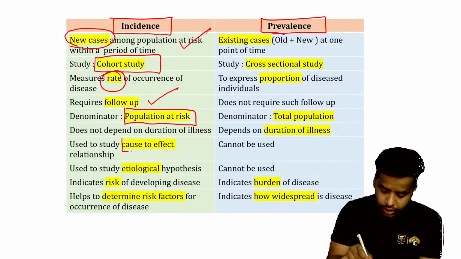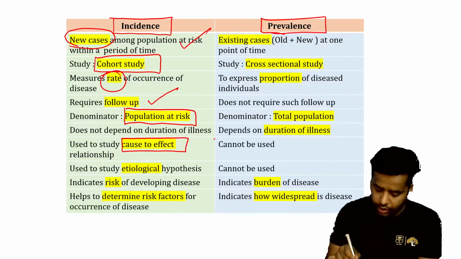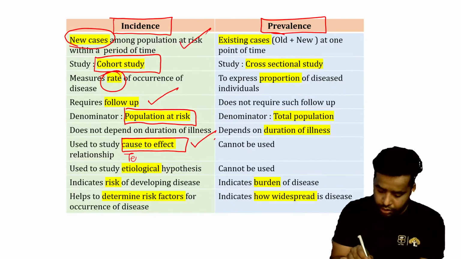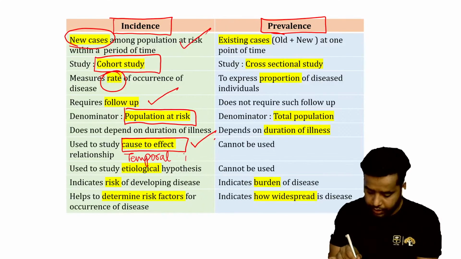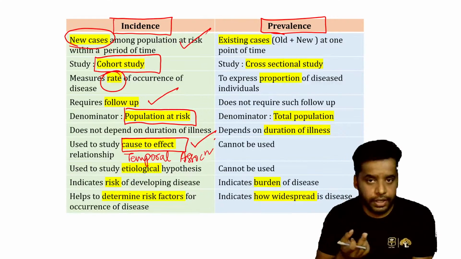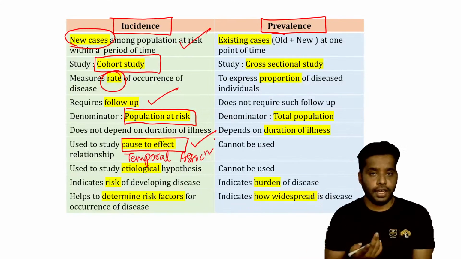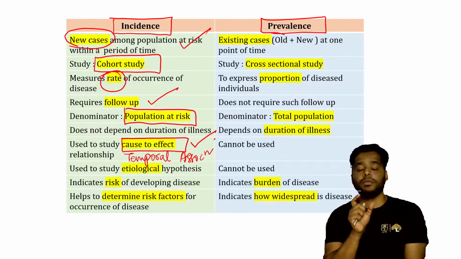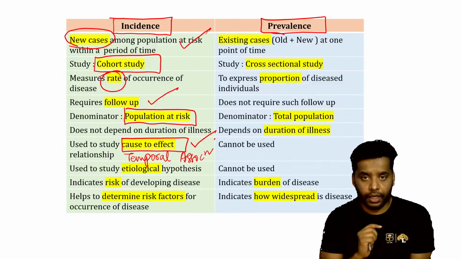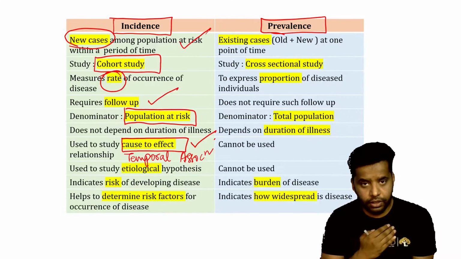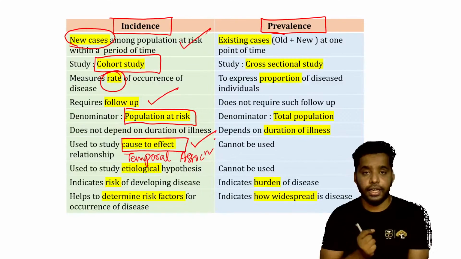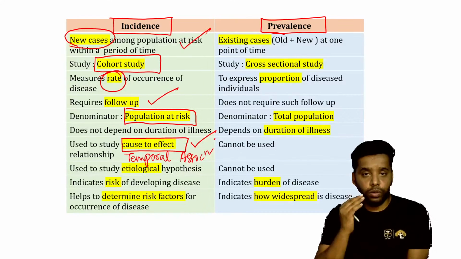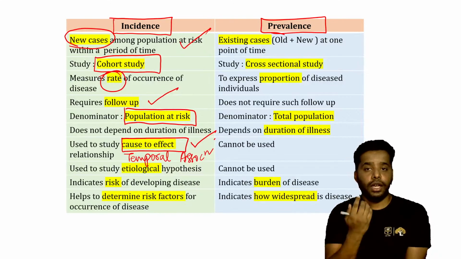Used to study cause to effect relationship, correct? That is called temporal association. Starting from risk factor, you are checking how many will develop disease in the future. If I start from smoking, how many will develop lung cancer in the future? That sequence is important when you do a cohort study. That is done only in cohort study. That sequence is called temporal association. It is the most important criterion. Temporality is the most important criterion to prove an etiological hypothesis.